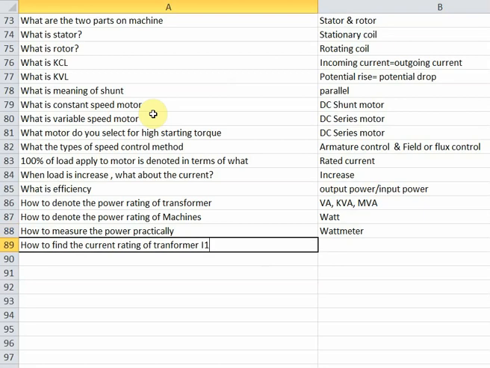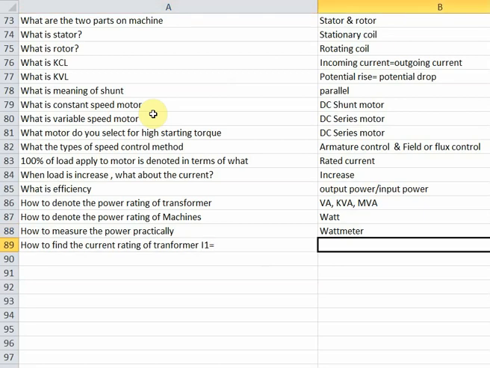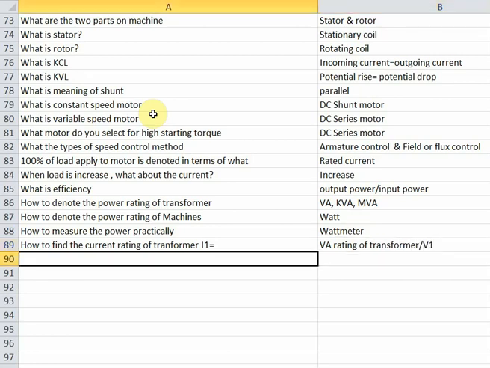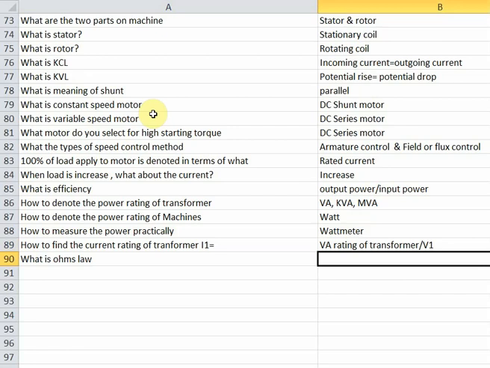How to find the current rating of a transformer? For example, the I1 current: the VA rating of the transformer divided by V1. Okay. So what is Ohm's law? V is equal to I into R.